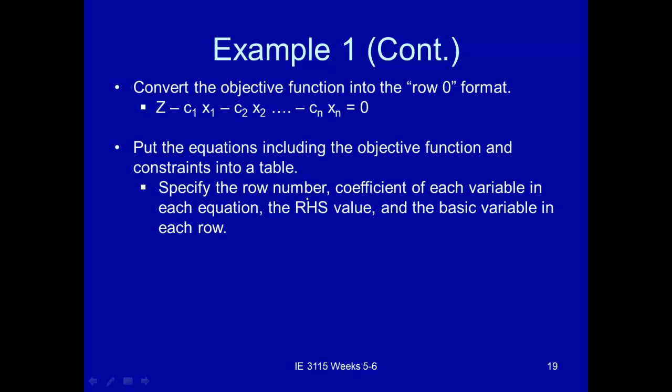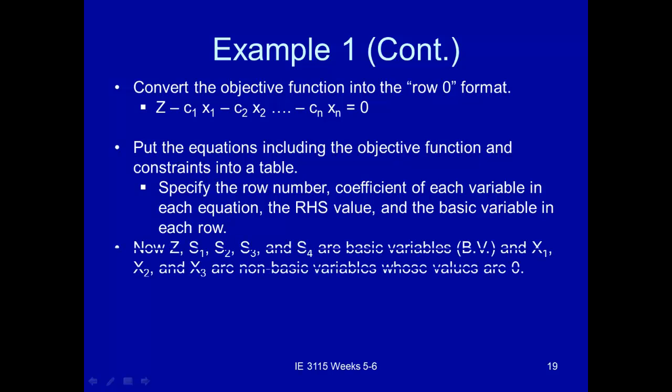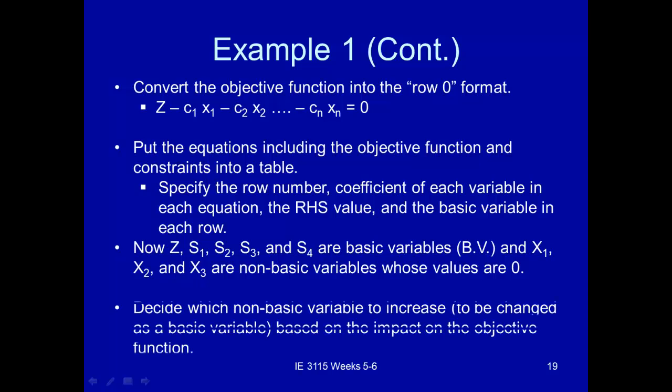Each row we will put the coefficient of each variable, the right-hand side value, and the basic variable in that row. And z, S1, S2, S3, and S4 are basic variables. Including z, because once you have values for all your variables, then you can calculate your z, your objective function, which is 0 in this case. And x1, 2, 3 are non-basic variables, they are 0.